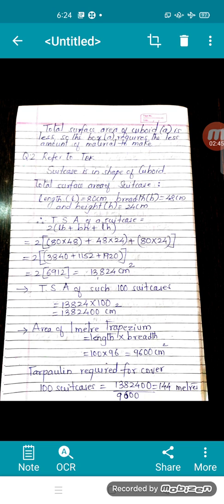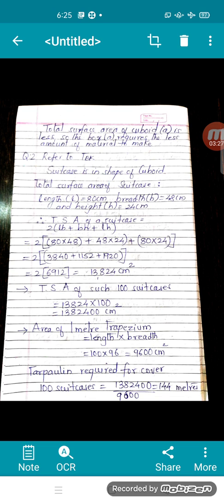Let us read. A suitcase measuring 80 centimeter into 48 into 24, length, breadth and height, is to be covered with a tarpaulin cloth. How many meters of tarpaulin of width 96 centimeter is required to cover 100 such suitcases? Now let us find out TSA, length, breadth and height. Total surface area of suitcase is 2 into LB plus BH plus LH, 2 into 80 into 48 plus 48 into 24 plus 24 into 80. So we get 13824 centimeter square.